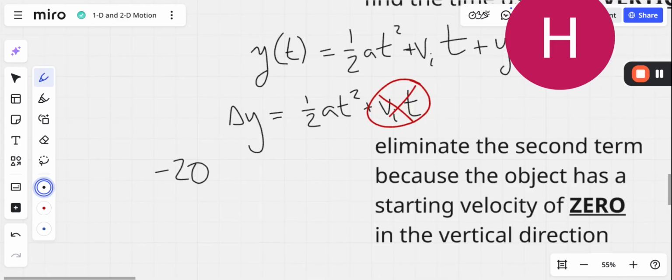So let's write it as this. Negative 20 equals negative 4.9 t squared. I'm going to drop the units and just calculate with numbers. That's kind of sloppy. And if it's for AP Physics or anything like that, I would be a lot more disciplined and write the units for 2 reasons.